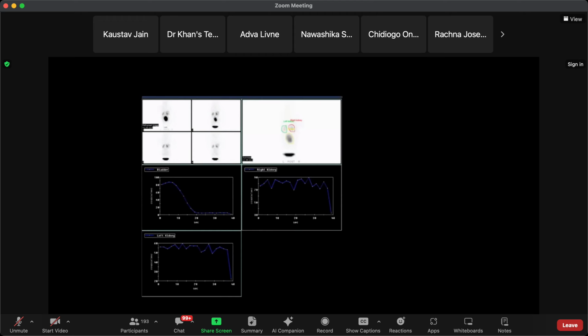Okay, so you have tracer in the left and right kidney, and at around 35 seconds, it decreases off. And at 20 seconds, it's also excreted. Is this some sort of excretory study?